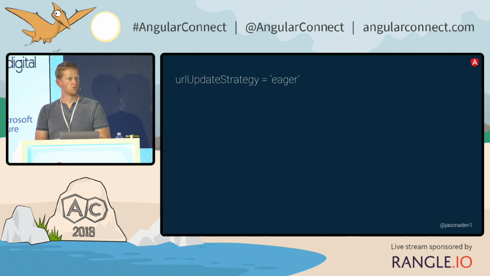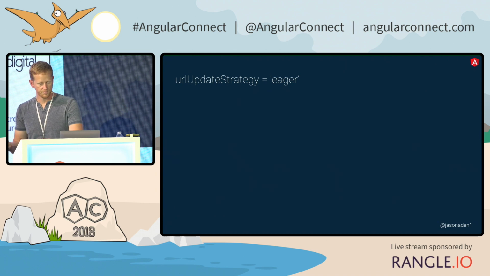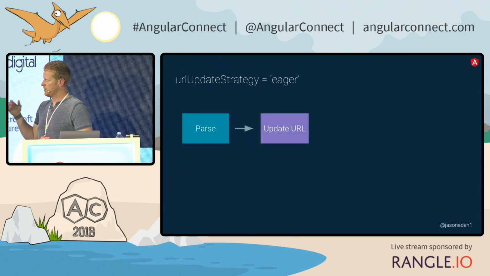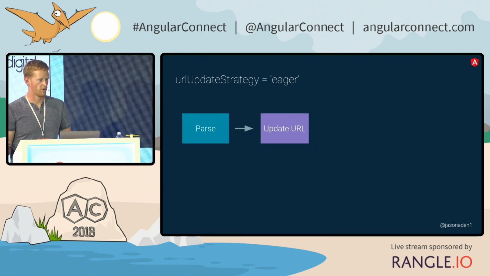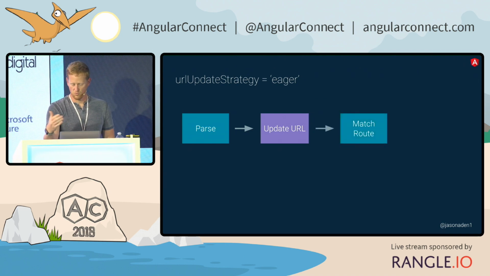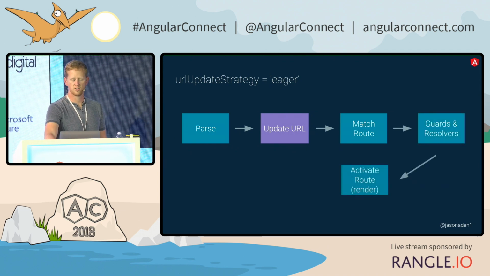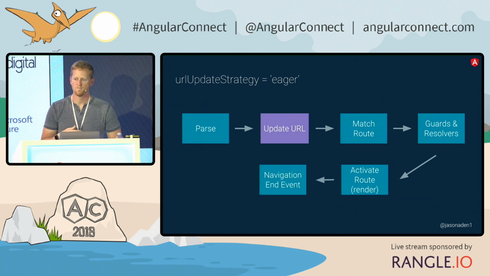We've added an option when you're configuring the router to switch to this eager update mode. So the first thing that happens is parse. We then update the URL. As long as we know that it's a good URL, we go ahead and update it right away. After that, we make sure we find the route that you're supposed to get to. We run the guards and resolvers, just like we did before. We activate the route and render, and we do the navigation end event.